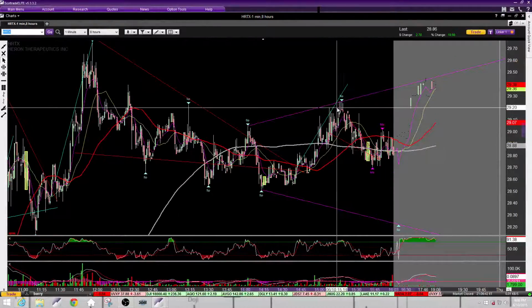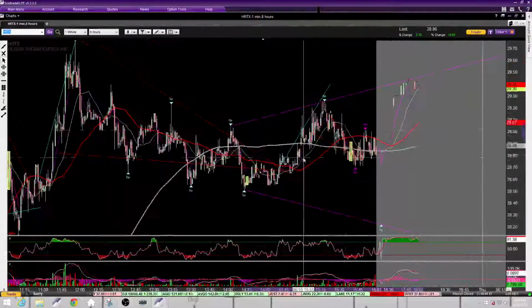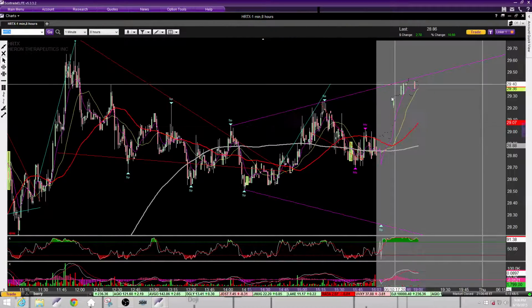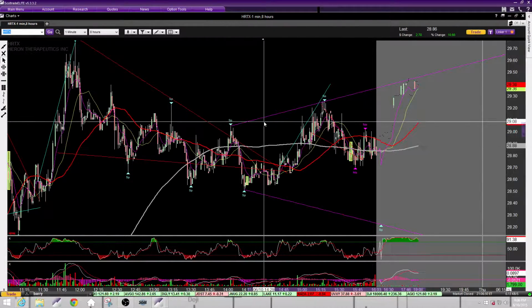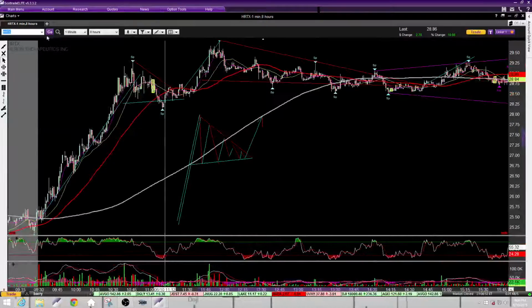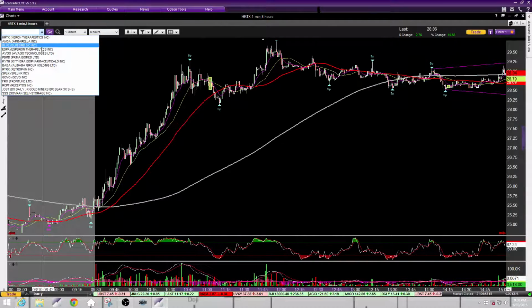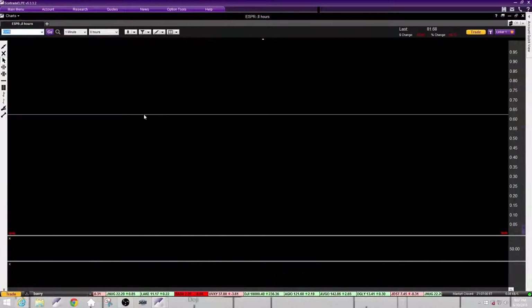Obviously this is kind of half-assed, but this is another flag here, and obviously there's another breakout there. So if you were doing formations like that, you can trade this all day. That's just one. Let's do ESPR, since that was the big boy today.